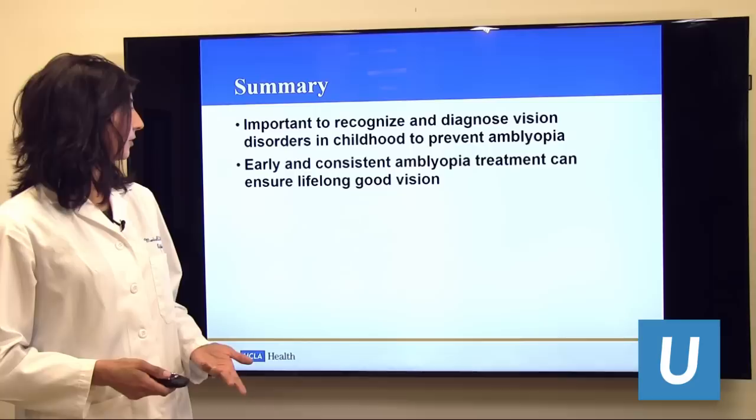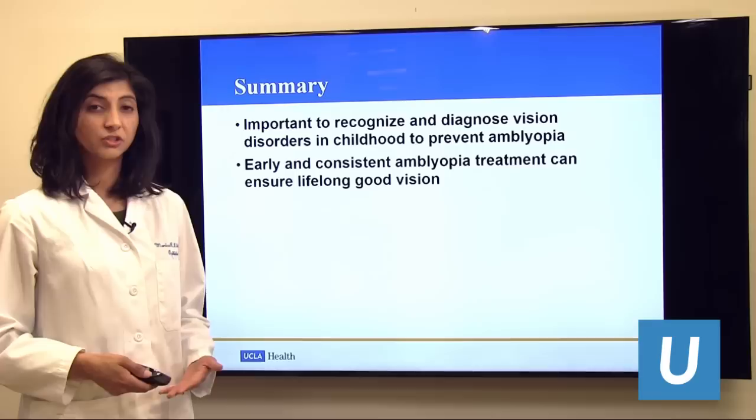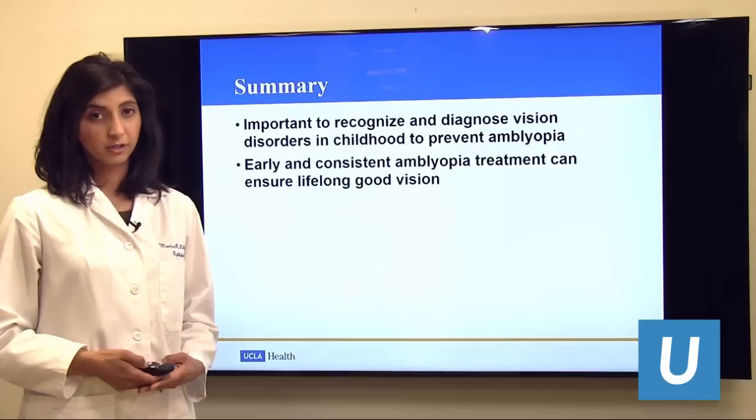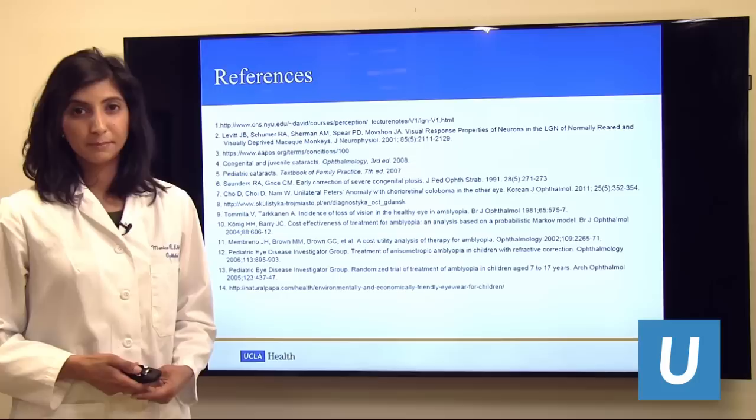So in summary, it's important for us to be able to recognize and diagnose vision disorders in early childhood so that we can prevent amblyopia. And once amblyopia is recognized, it's important that we treat it consistently, because if we can, we can ensure lifelong good vision for our children. These are my references. And at this point, I believe we have some questions from the audience at home.